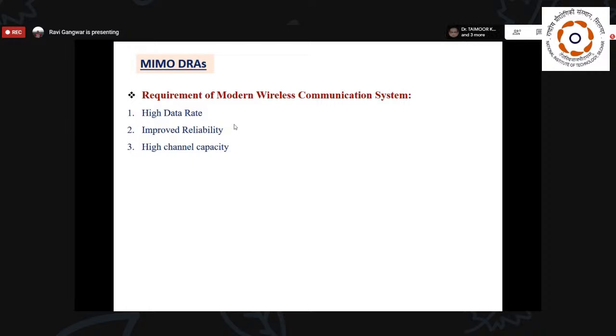So how are we going to get all these requirements into a modern communication system? The possible solution to get all these things in one system is the multi-input, multi-output antenna system. By using this multi-input, multi-output technology, we are able to incorporate high data rates, improved reliability, and high channel capacities.